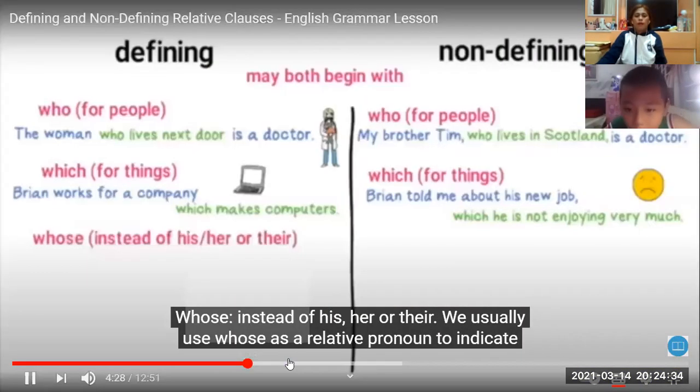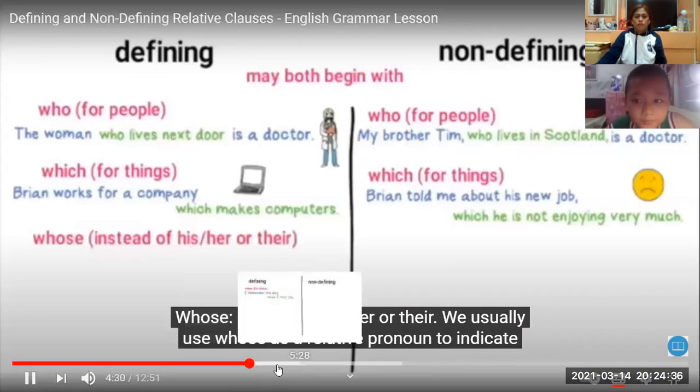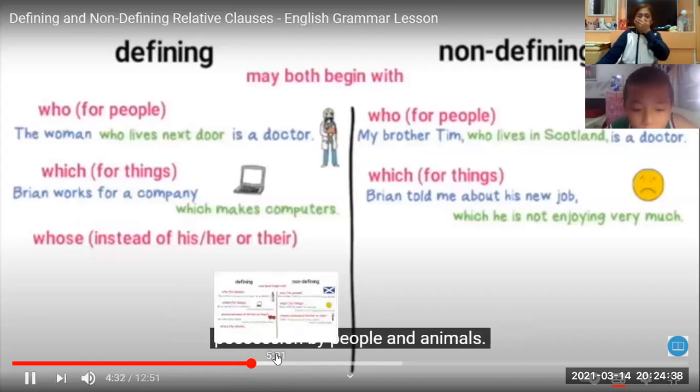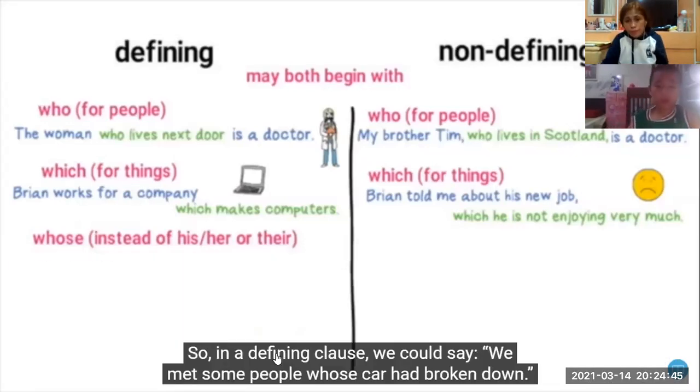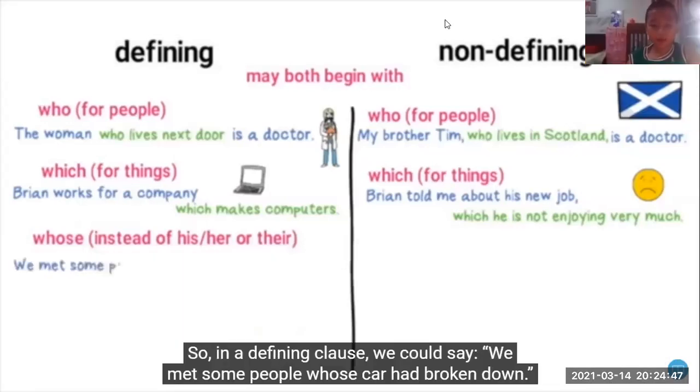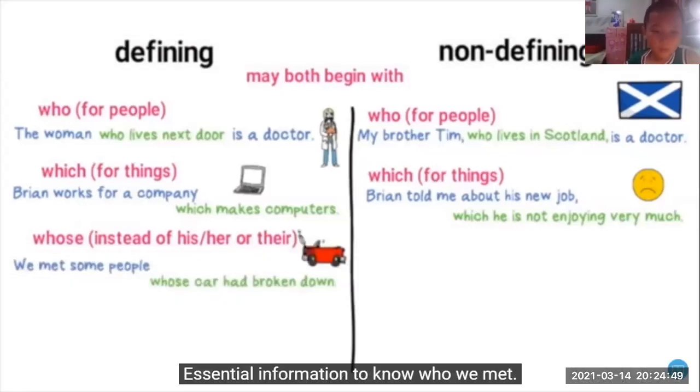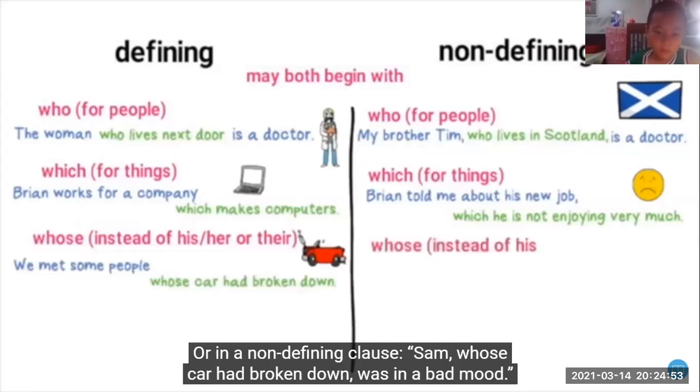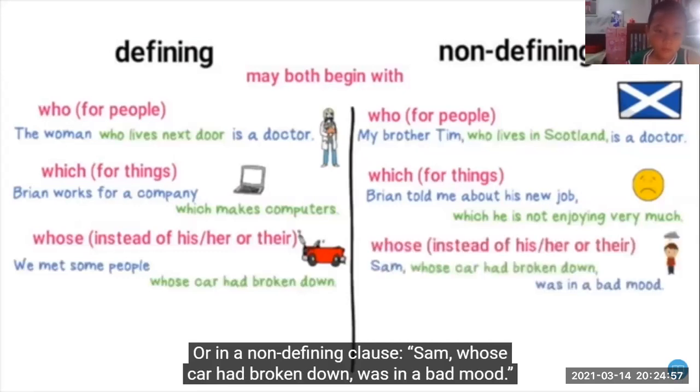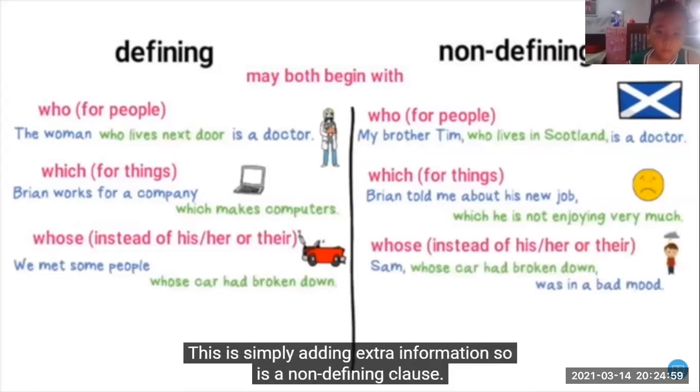We usually use whose as a relative pronoun to indicate possession by people and animals. So in a defining clause, we could say we met some people whose car had broken down. Essential information to know who we met. Or in a non-defining clause, Sam, whose car had broken down, was in a bad mood. This is simply adding extra information, so it's a non-defining clause.